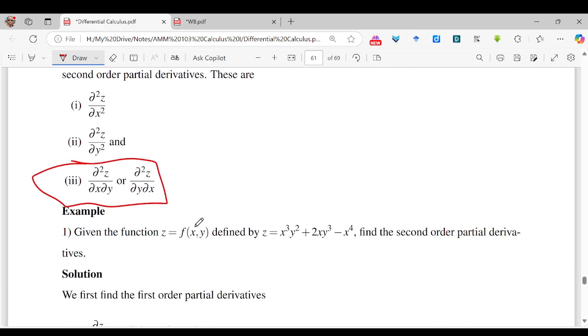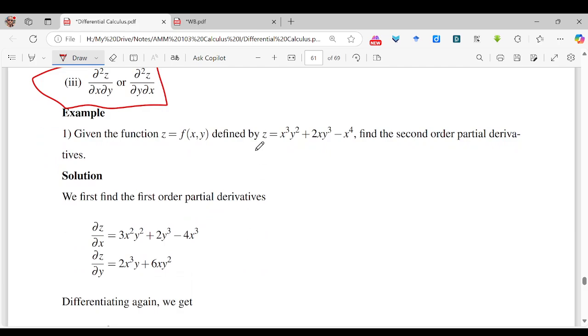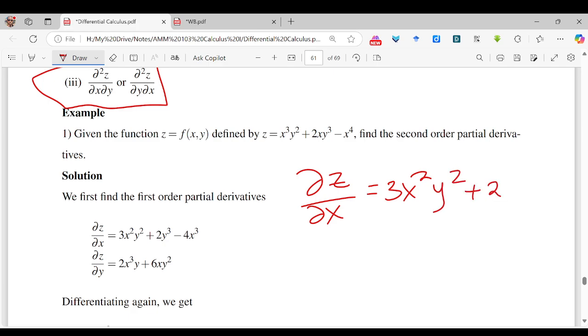Now we have an example here. We have a function of two variables x and y defined by z equals x cubed y squared plus 2xy cubed minus x raised to power 4. The problem is to find the first and second order partial derivatives. So as usual, we start by finding the first order partial derivatives. We differentiate z partially with respect to x, which will give us 3x squared y squared plus 2.